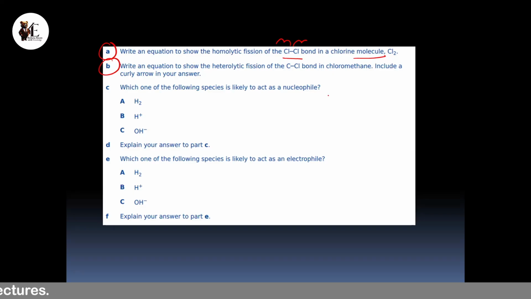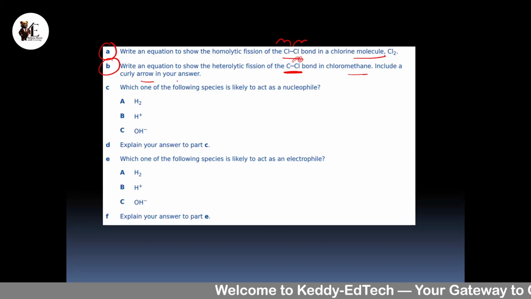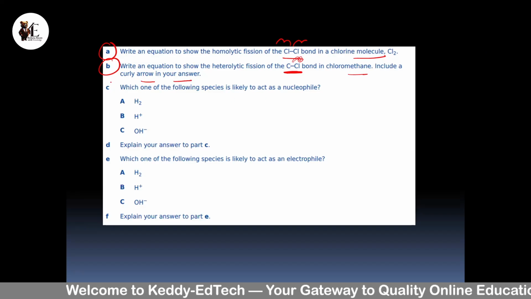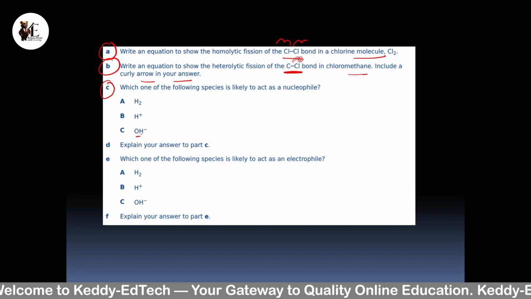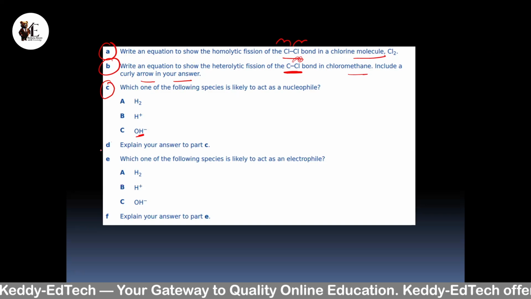Write an equation to show the heterolytic fission. You can easily show, right? Chlorine is more electronegative, so complete electron transfer of electrons goes here with a single arrow. In chloromethane, including a curly arrow in your answer, which one of the following species act as a nucleophile? Right? Negatively charged. Explain your answer to part C.